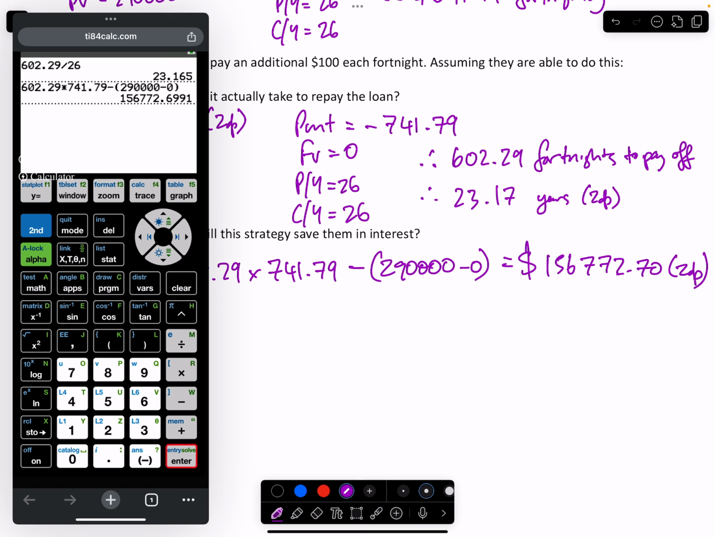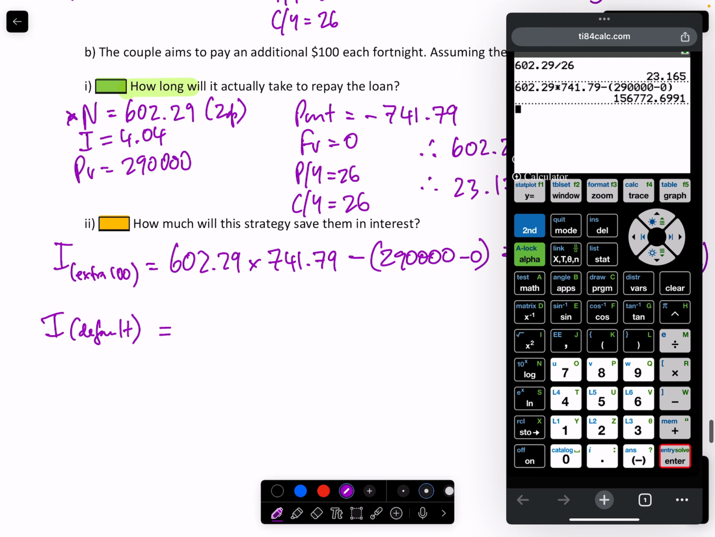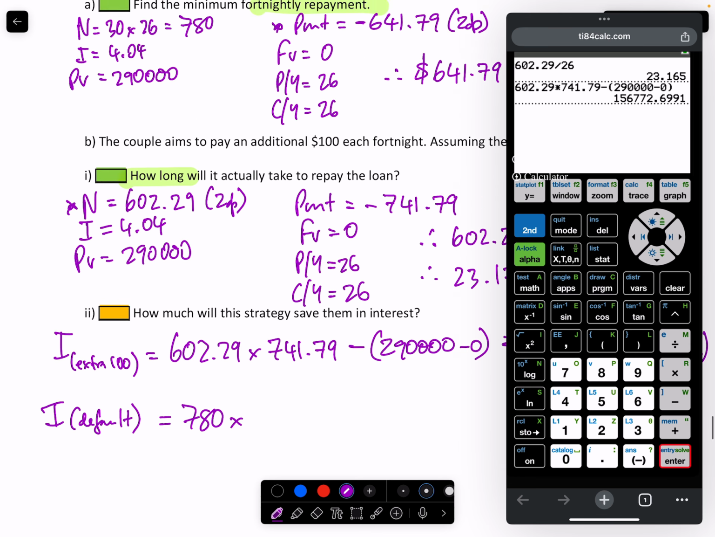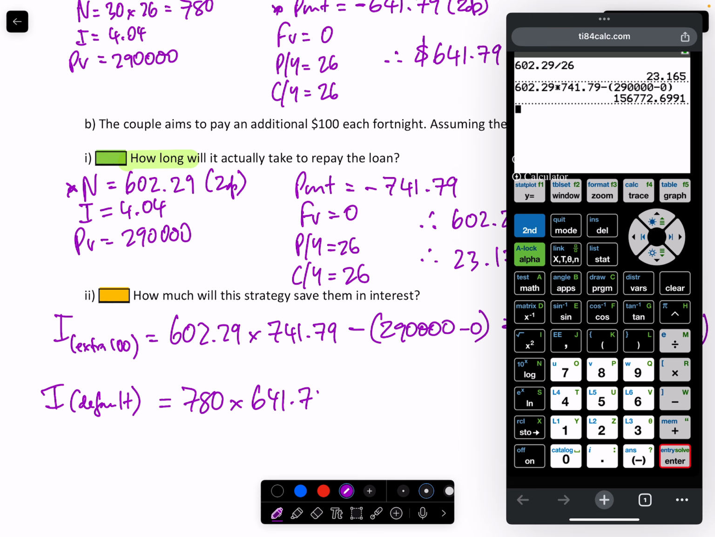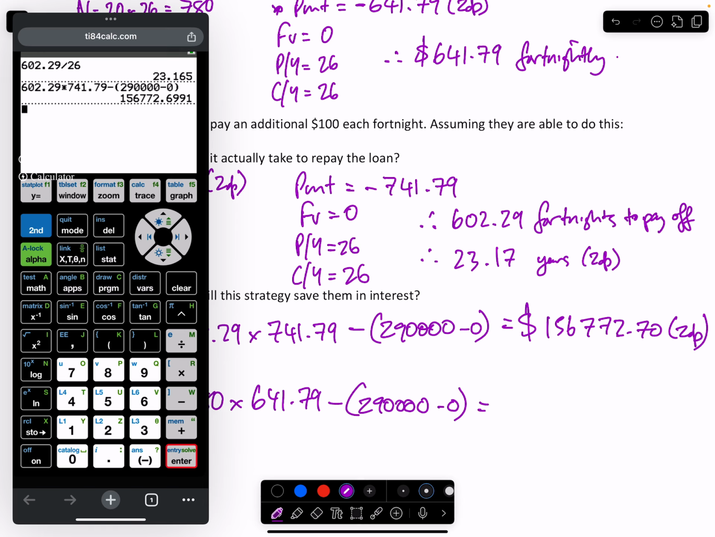If they do this speed running of paying $100 extra per fortnight, the interest default would be 780 payments of $641.79. Take away the 290,000. Take nothing. Equals 780. Take 641.79. Take 290,000. $210,596.20.